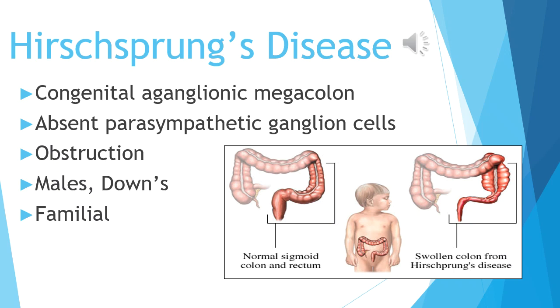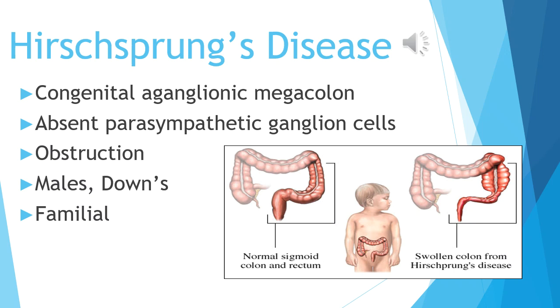Hirschsprung's disease is also known as congenital megacolon. The child will present with bowel obstruction due to the absence of parasympathetic ganglion cells. In other words, there is a portion of the colon that atrophies because it doesn't work and there are no nerve cells present to cause peristalsis.